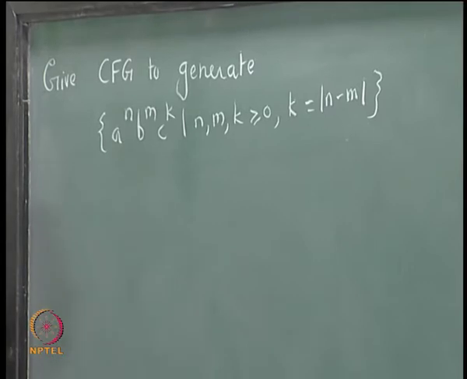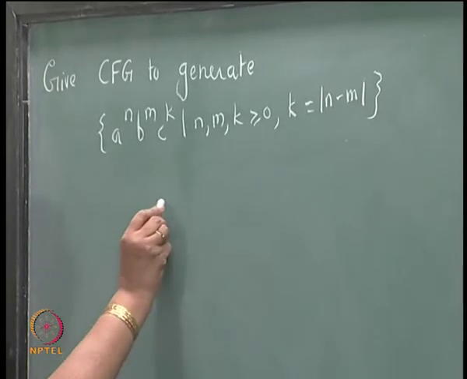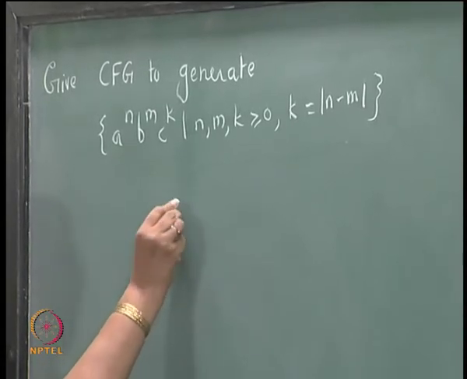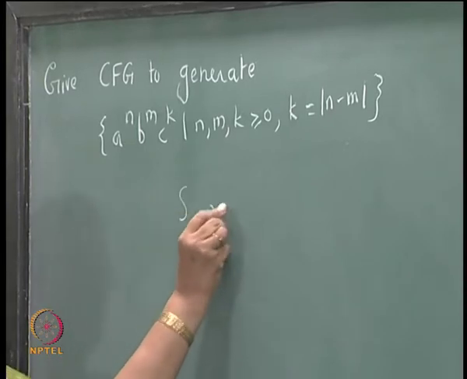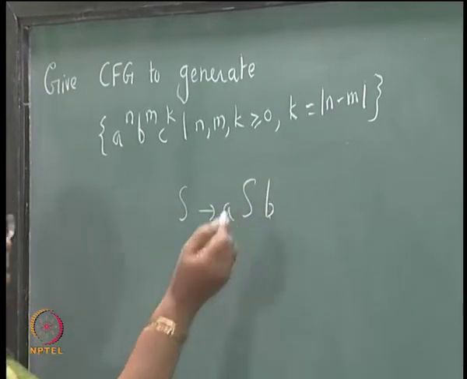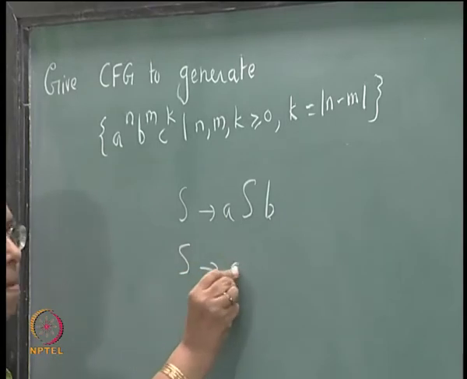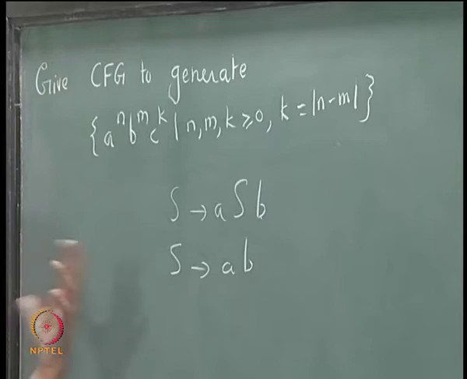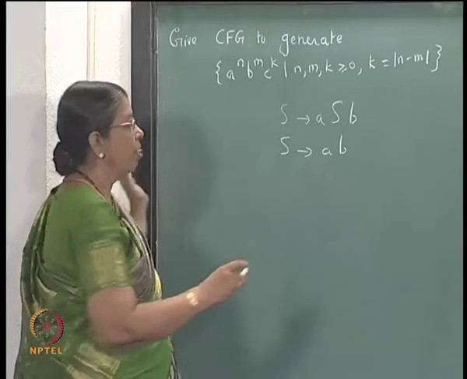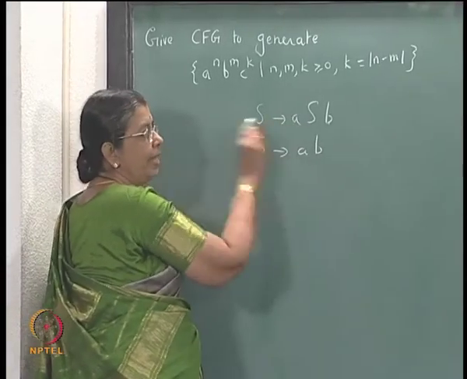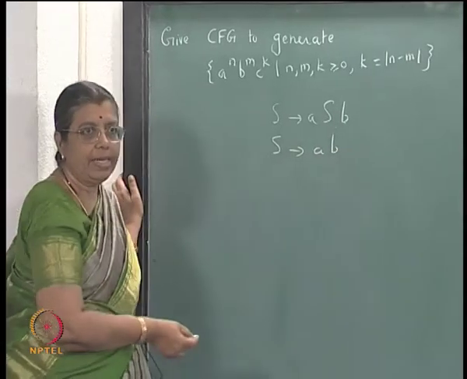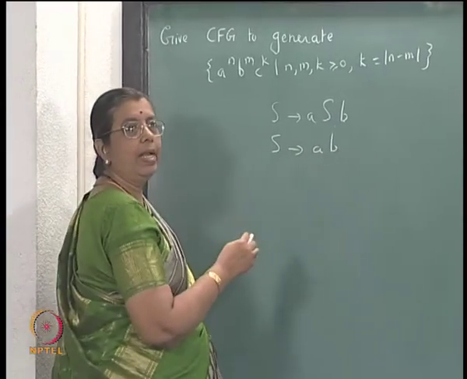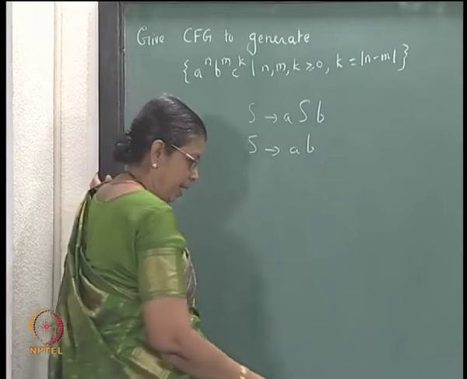First of all, you must realize that in a context free grammar like S goes to A S B and S goes to A B, there is a way to keep the number of A's equal to the number of B's. When you apply this rule, one A will be generated this side, one B will be generated that side. So ultimately you get a^n b^n.